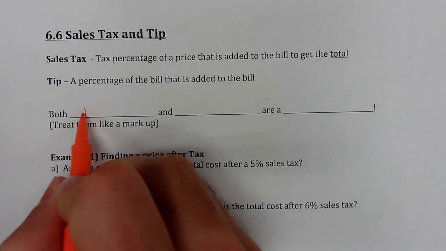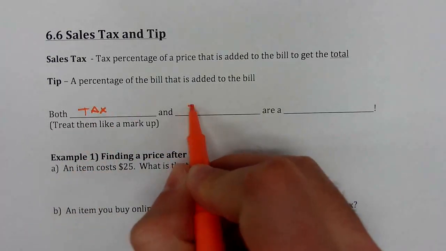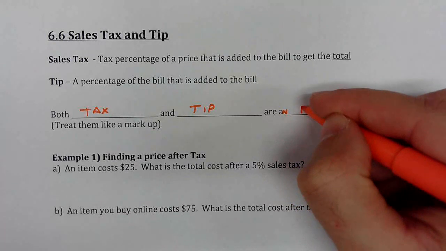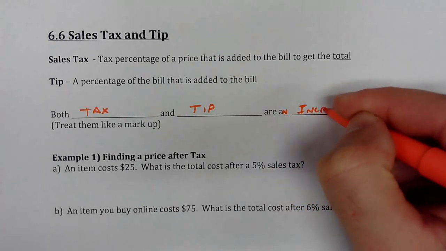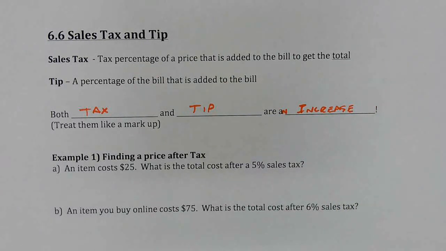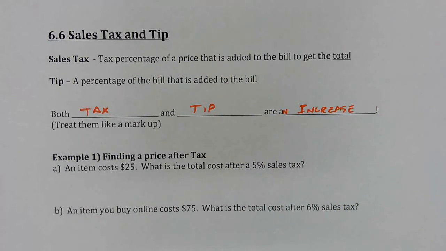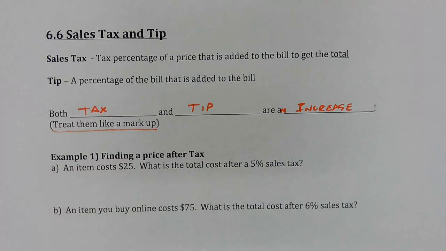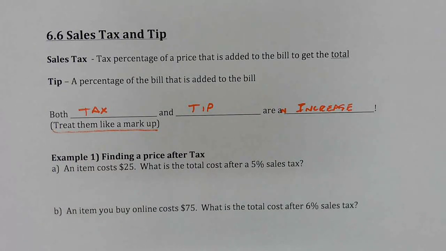Both tax and tip are an increase. So we treat them as an increase, which means we're treating them essentially like a markup. So we're increasing the price. So tax, tip, and markup, all increases, all done in the same way.